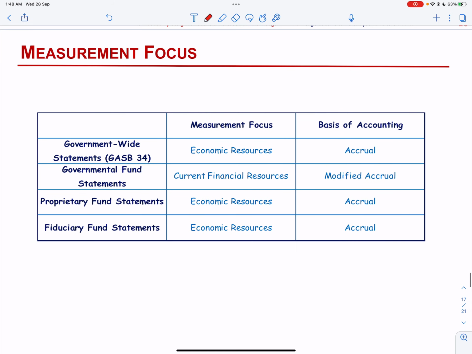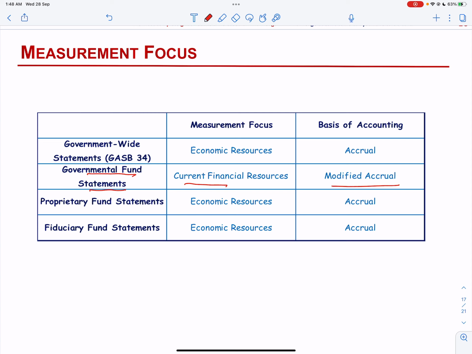So governmental fund statements: the measurement focus is current financial resources and the basis of accounting is modified accrual basis. Don't forget that current financial resources means we only measure current assets and current liabilities. It also includes the deferred inflow and deferred outflow.